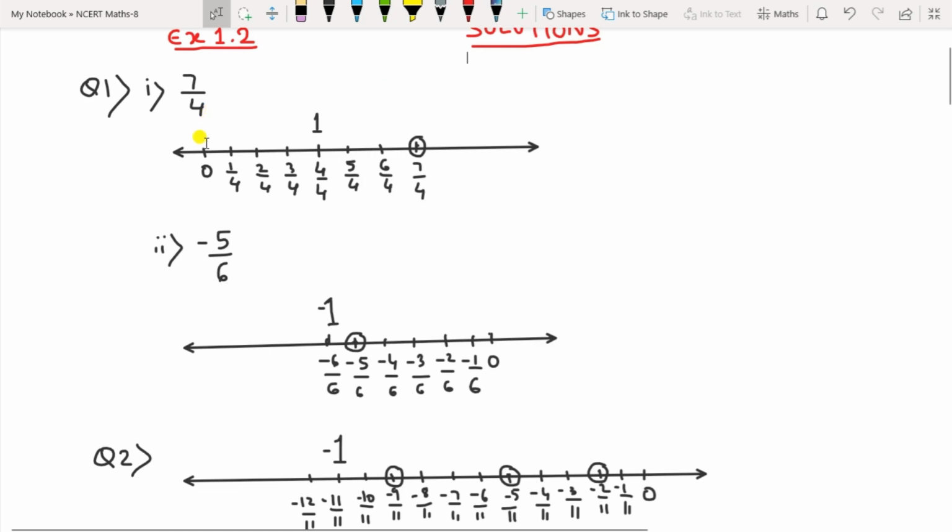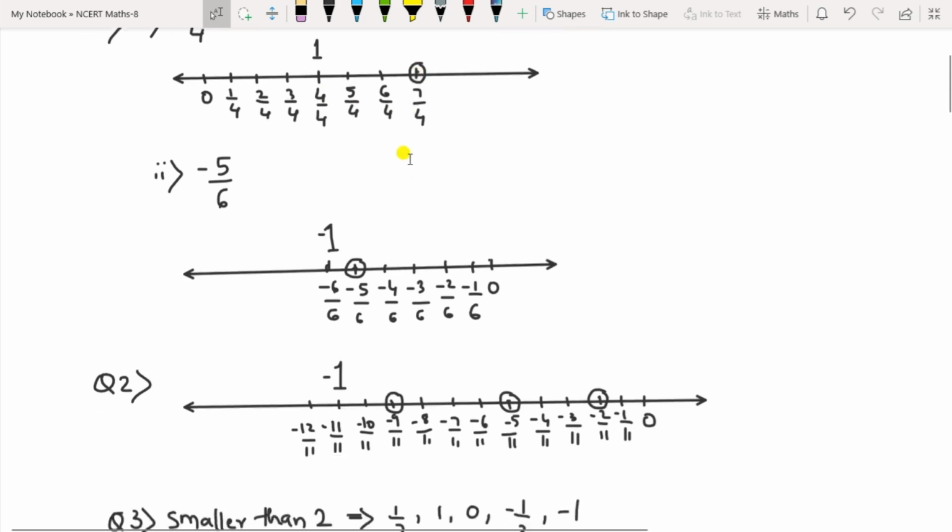So this is 0. Now the denominator is 4, so go on writing 1 by 4, 2 by 4, 3 by 4, 4 by 4. See, it is 4 by 4 here. If the numerator and denominator are the same, then you have to write it as 1 here, as I have explained in my introduction lecture. Then continue with 5 by 4, 6 by 4, 7 by 4. So this is 7 by 4. You need to mark the circle here as 7 by 4.